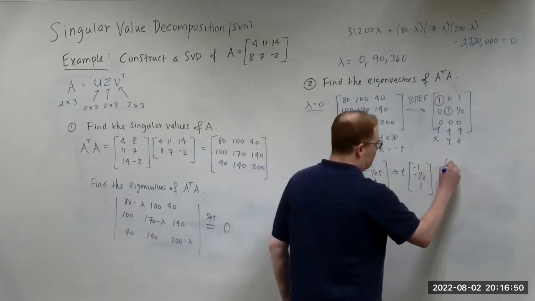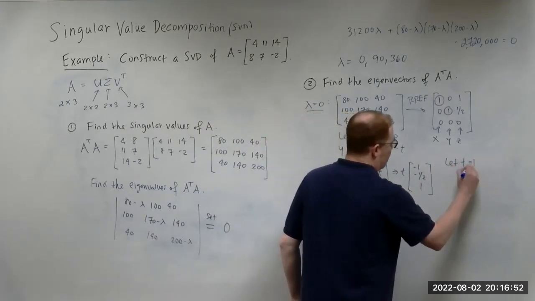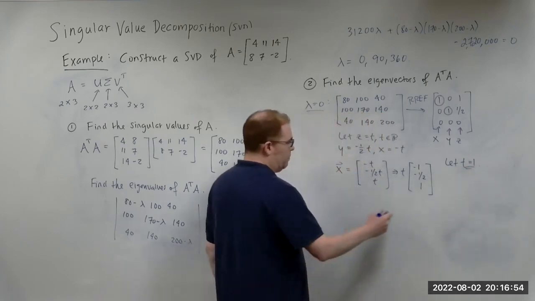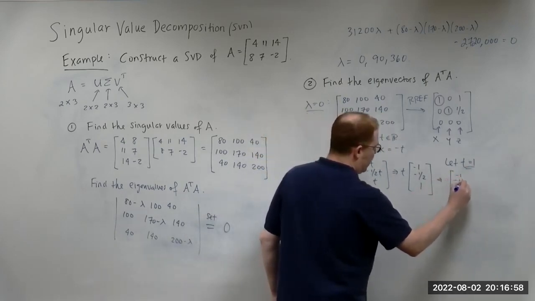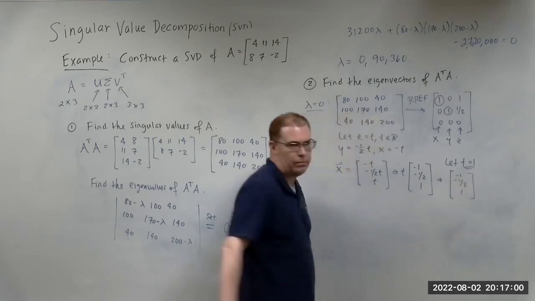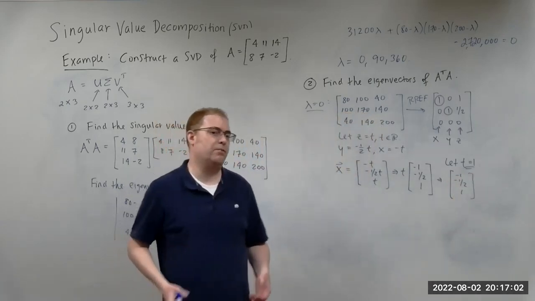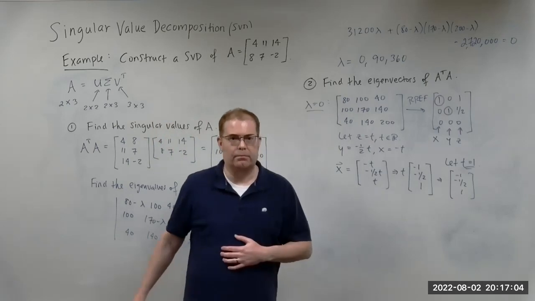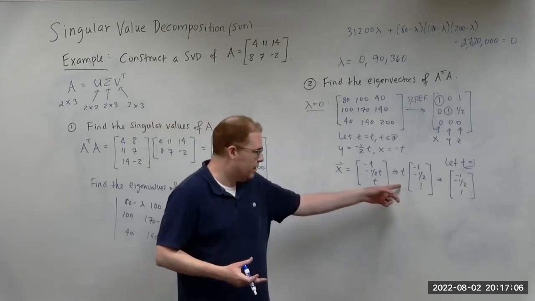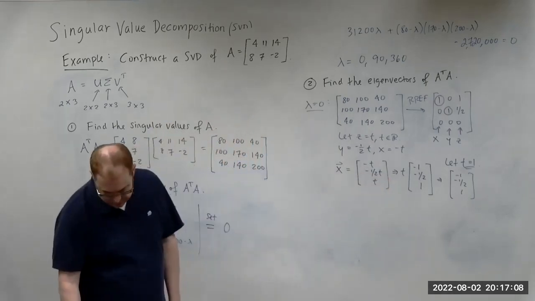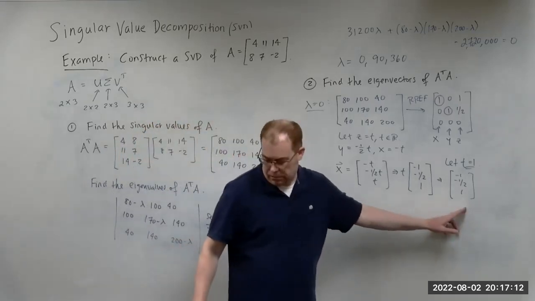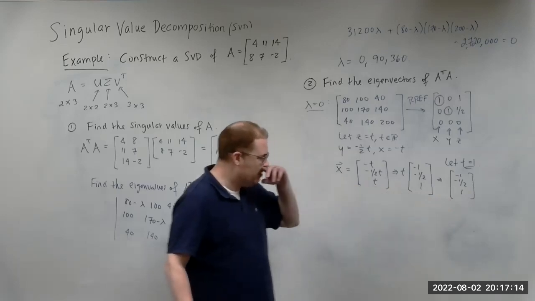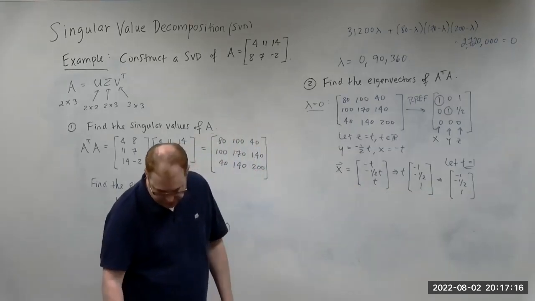So let's choose t to be equal to 1, and we end up getting minus 1, minus 1/2, 1. That will work. The factorization is not unique; you have infinite choice here for t. So there's our, we can use this as one of our eigenvectors.